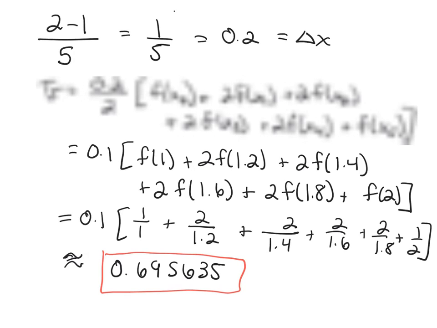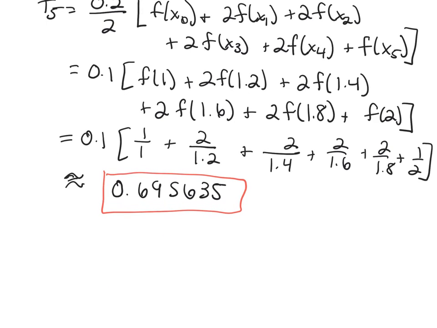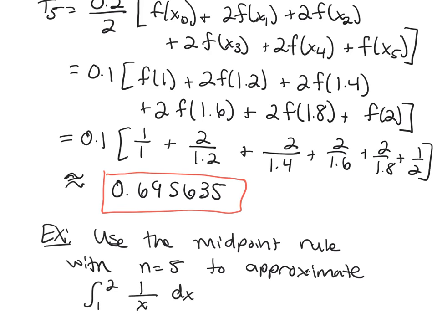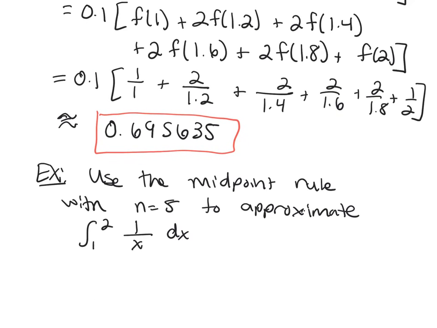So let's do one where we're doing the midpoint rule now. Let's do the same problem, but instead of using the trapezoid rule, we're going to do the midpoint rule. Use the midpoint rule with n equals 5 to approximate the integral from 1 to 2, 1 over x dx.